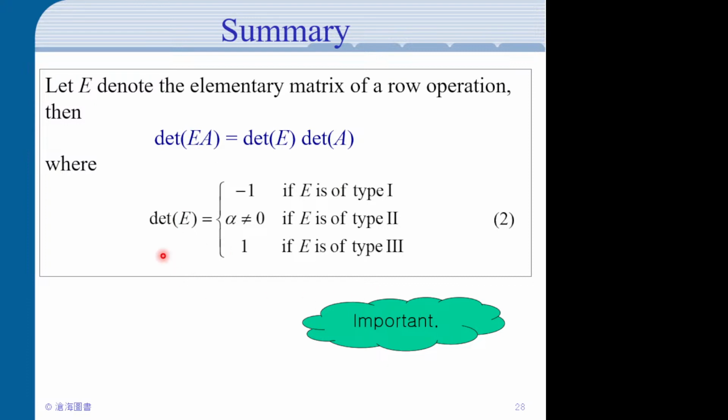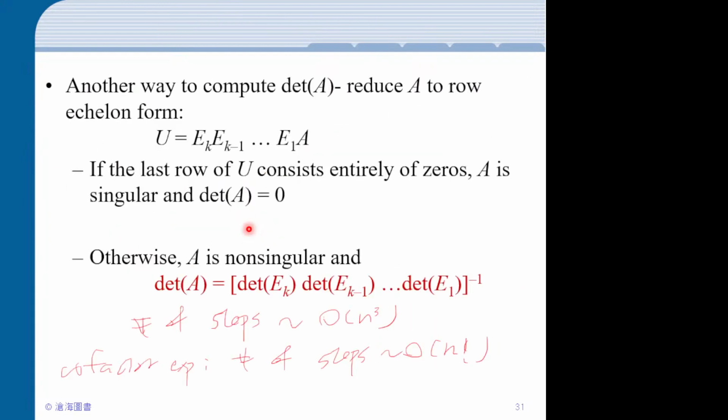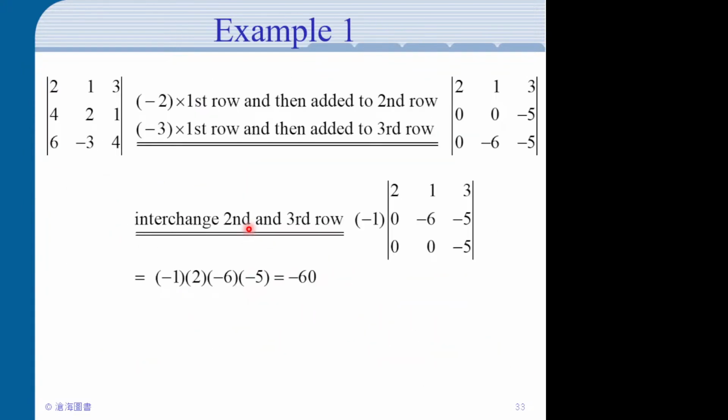And it turns out that for any elementary matrix E operating on any matrix A, the determinant of EA equals the determinant of your elementary matrix times the determinant of your matrix A. This is true, and this is actually more general. So later we prove two very nice theorems.